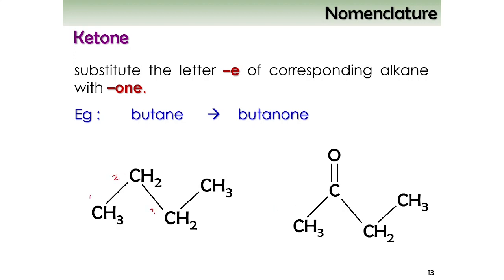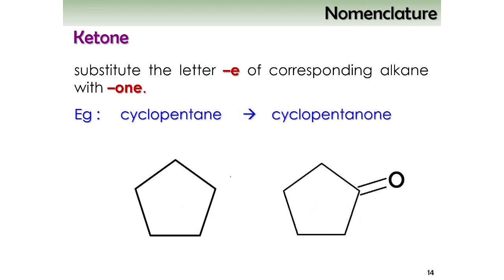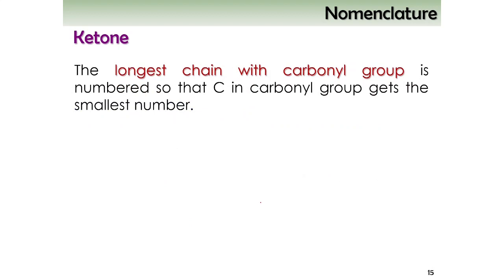1 2 3 4. Okay. Pentane will become cyclopentanone. The same thing, 5 carbon. 1 2 3 4 5. So the longest chain with the carbonyl group is numbered so that C will get the smallest number.